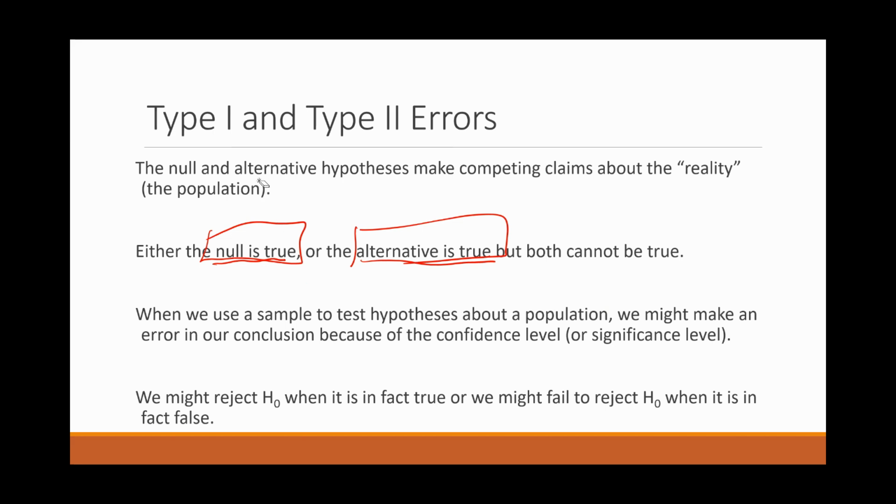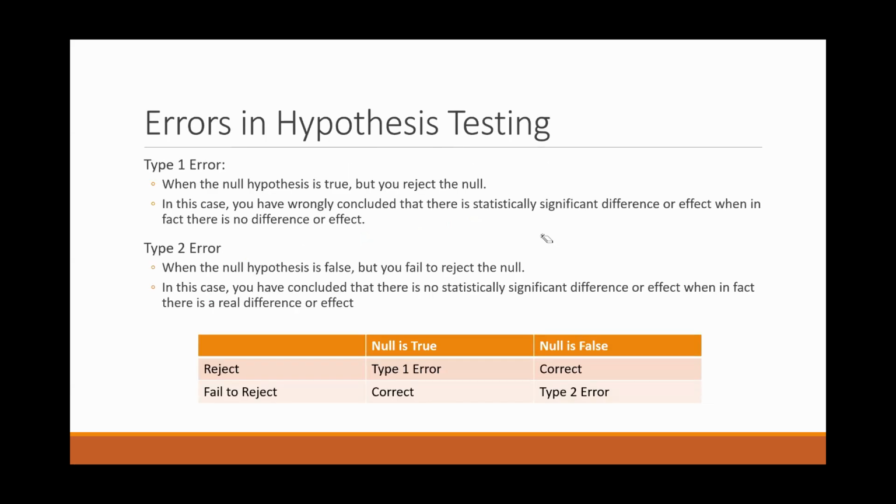If we pick that the null is true, we could be wrong. If we pick the alternative is true, we could be wrong. All right? That is what we call error. And there's two different kinds of error. There's type 1 error and there's type 2 error. And we can commit errors.